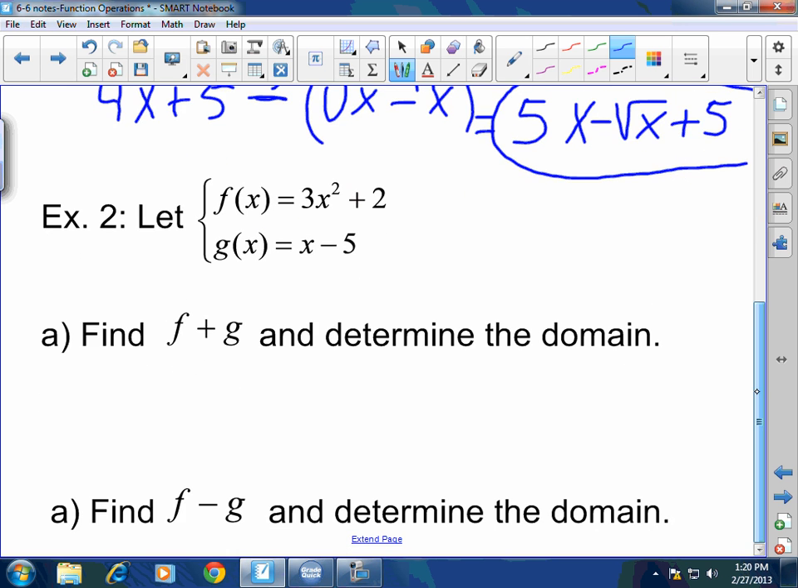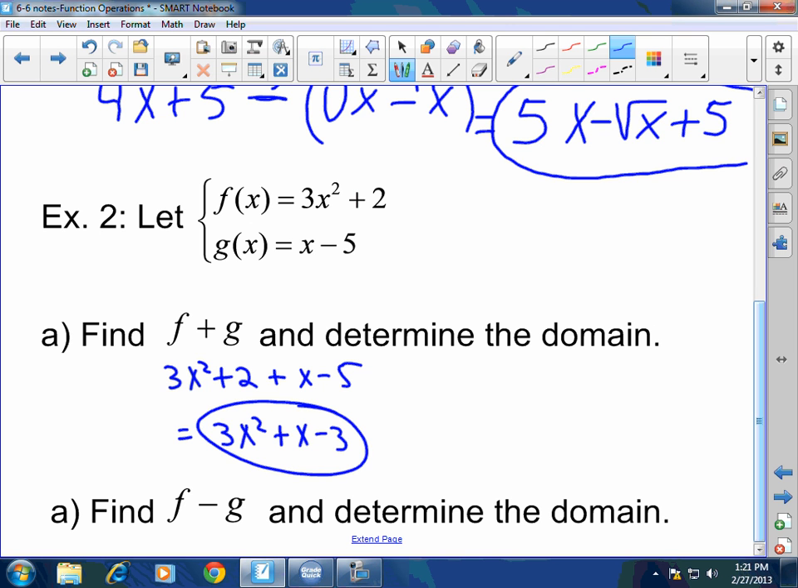All right, now, let f of x equal 3x squared plus 2, and let g of x equal x minus 5. Same thing. F plus g. Well, this is going to be 3x squared plus 2, which is f, plus x minus 5, which is g. So this is going to equal 3x squared plus x minus 3. Done.